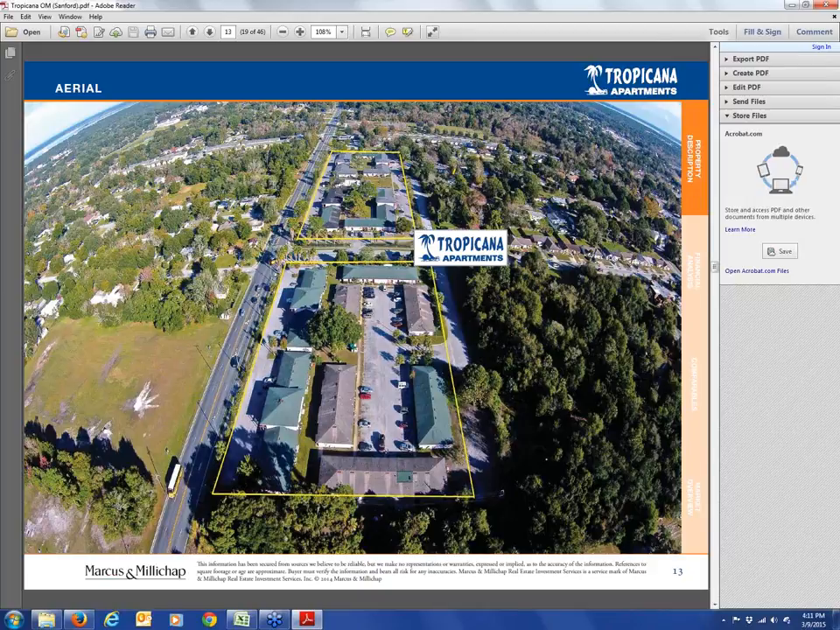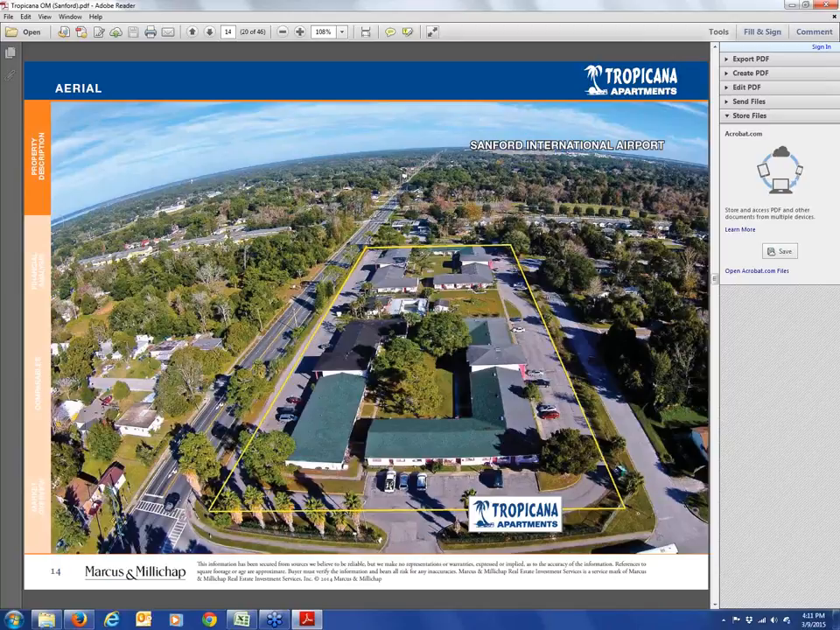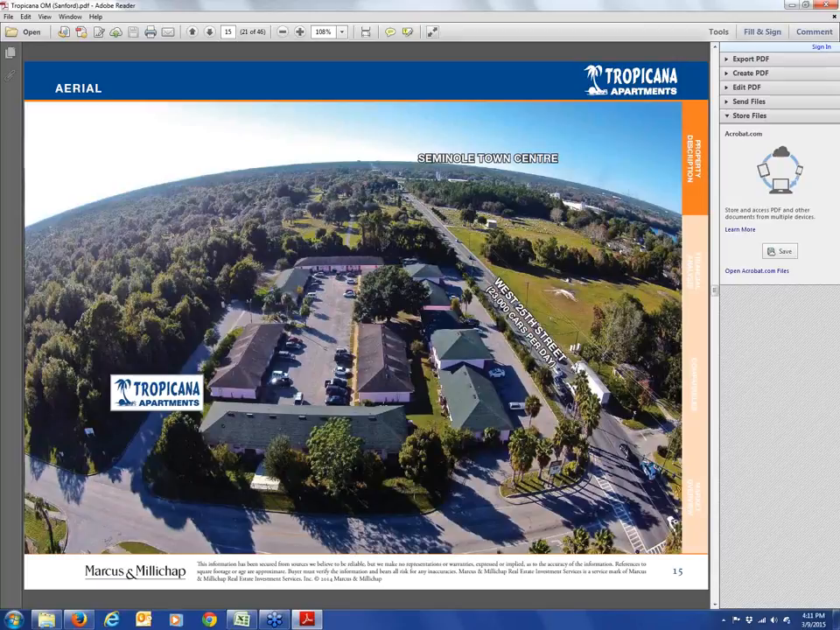So that's pretty good. Look at all the new roofs versus the old roofs. 1, 2, 3, 4. I can't tell back there, but it looks like they put on some new roofs. Looks good. All right, there it is again. I'm trying to tell you how far they are from the airport. There it is again.